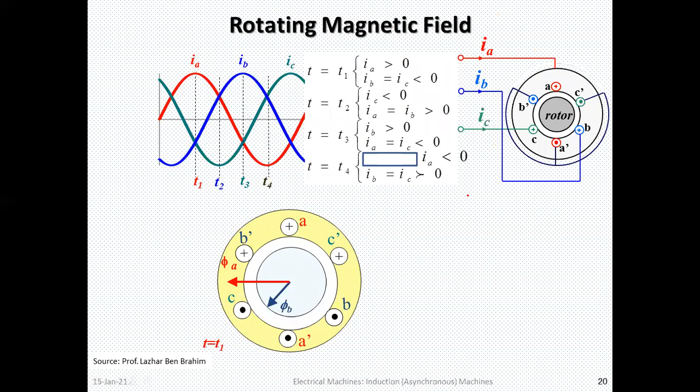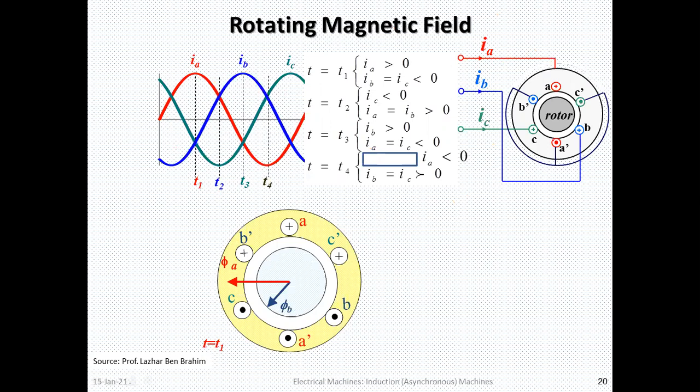Here, a three-phase AC supply is given. That current is shown here: IA, IB, and IC. For different instants of time, the phase difference between these three currents will be 120 degrees, and the plot is shown here. So how is the rotating magnetic field formed here?